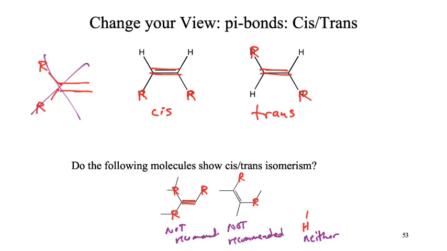Middle two examples. How many R's do we have? More than two. So the labeling of cis and trans becomes questionable to use because which two R groups are you referencing to say cis and trans?